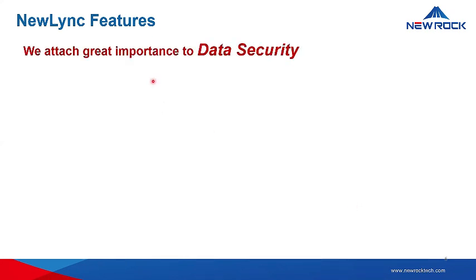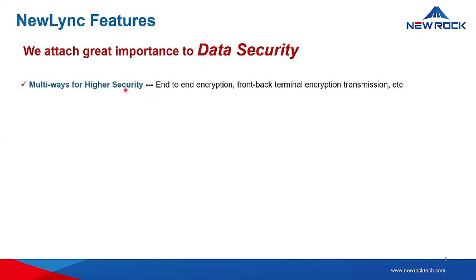So we attach great importance to data security. As I've mentioned, we have multiple ways for high security. We have end-to-end encryption and front-back terminal encryption transmission. Basically, end-to-end encryption protects users' messages, meetings, and documents data. With regards to front-back terminal encryption, the message is encrypted using a new key. So even if a node is compromised by any attack, users' transmission of data is still unbreakable.